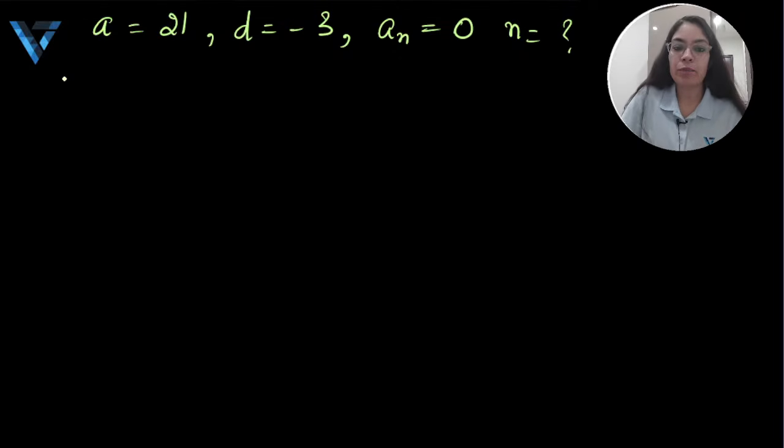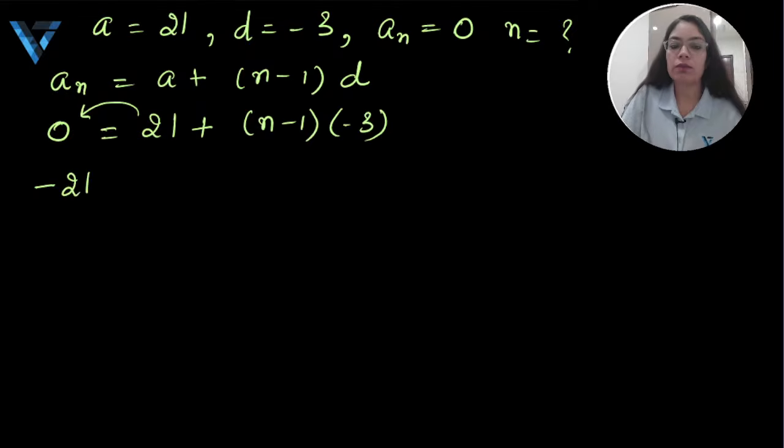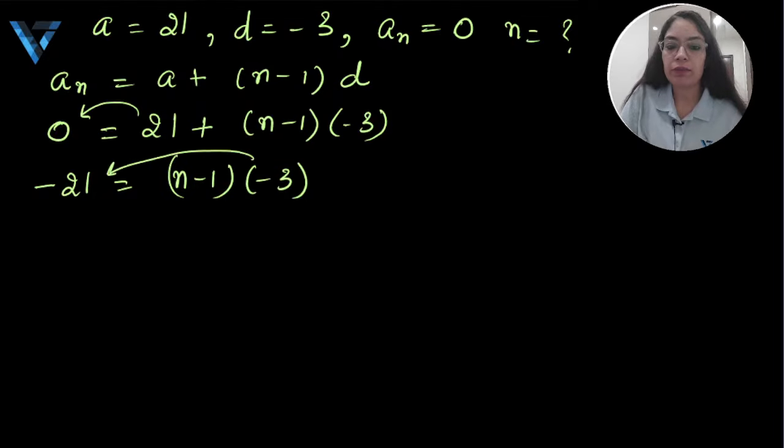So again let's find it by using this formula. an is equal to a plus n minus 1 into d. So an's value 0 is equal to a, 21, plus n minus 1 into d, minus 3. So 21, if I shift to this side, will become minus 21. So 0 minus 21 is minus 21, equal to n minus 1 into minus 3. Then minus 3, let's shift to this side. It will get divided, so minus 21 by minus 3 is equal to n minus 1.